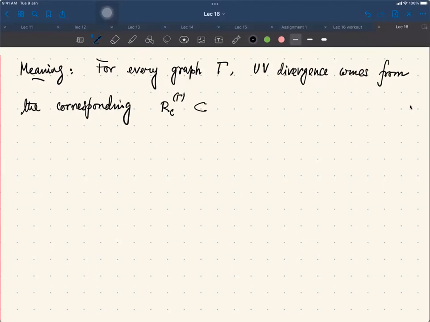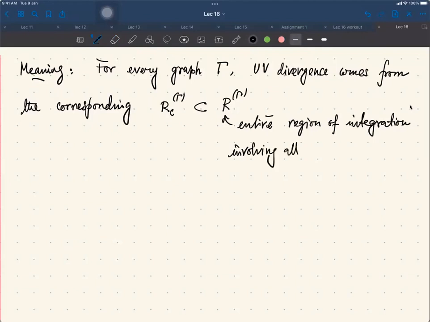Which is a subspace of R gamma, which is the entire region of integration involving all loop momenta of gamma.